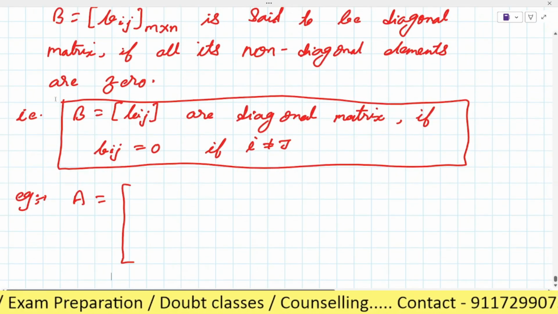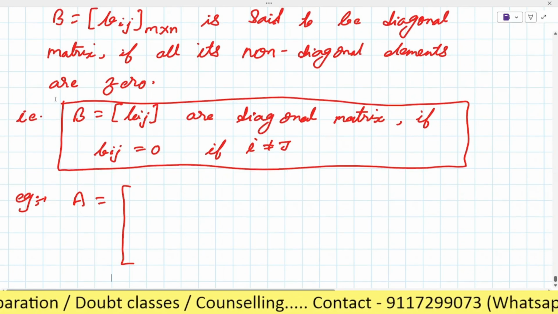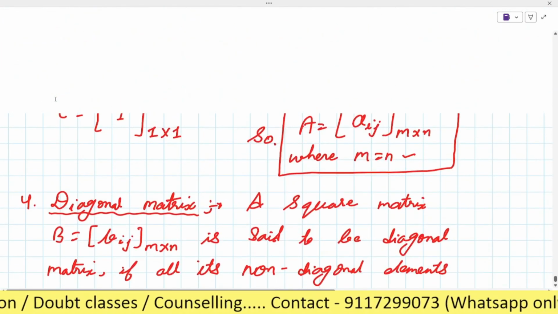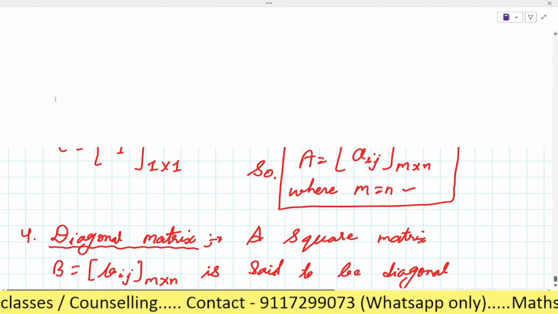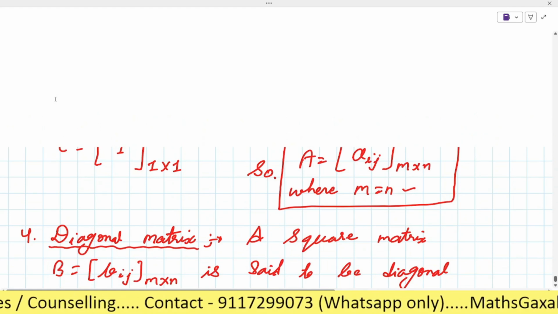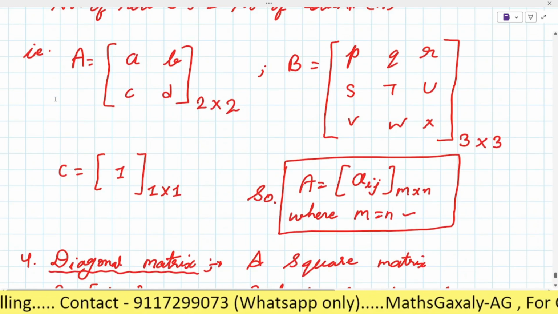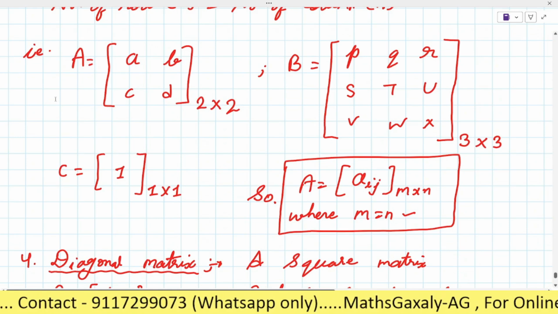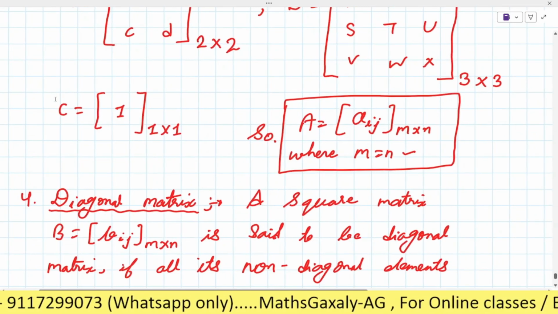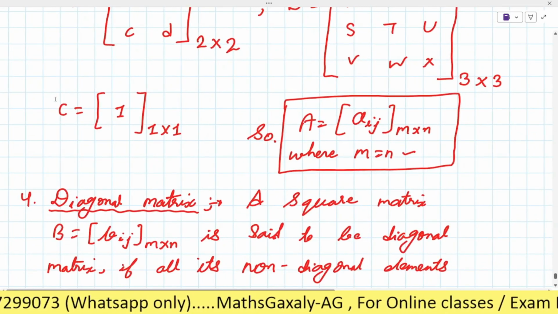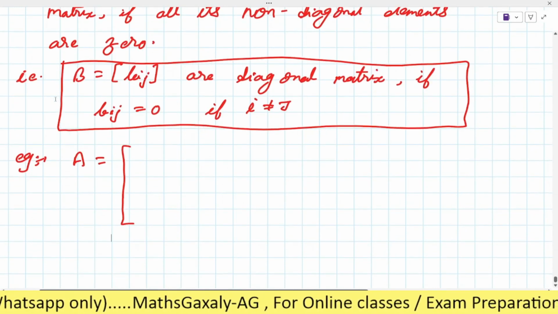So every diagonal matrix is a square matrix, we can say it like this. But a square matrix may or may not be a diagonal matrix. Because as you can see in the above examples A and B which we have taken, in the square matrix the non-diagonal elements are not zero. When the non-diagonal elements are not zero, then it will not be a diagonal matrix. The non-diagonal elements should be zero, then only it will be known as the diagonal matrix.